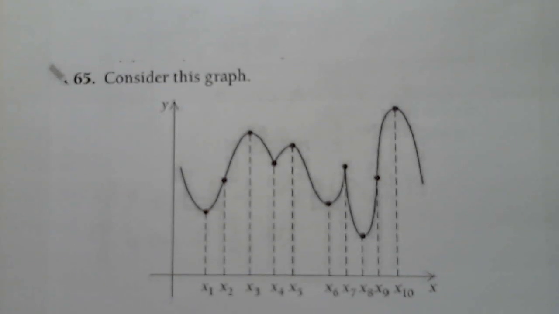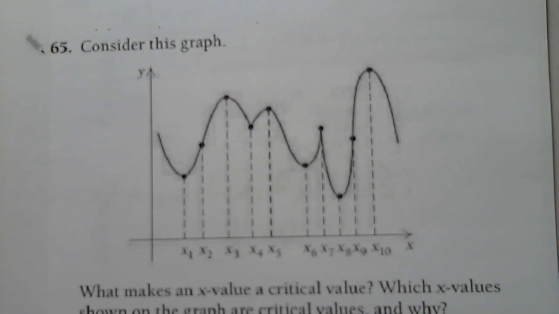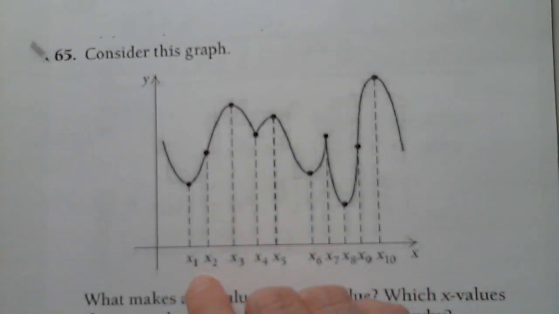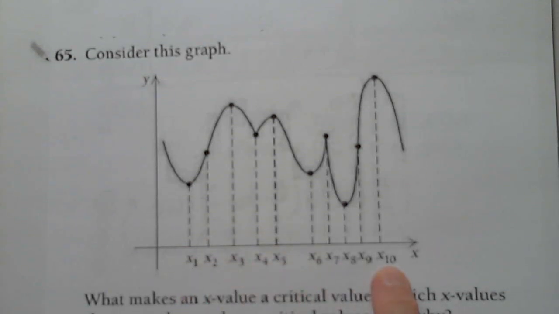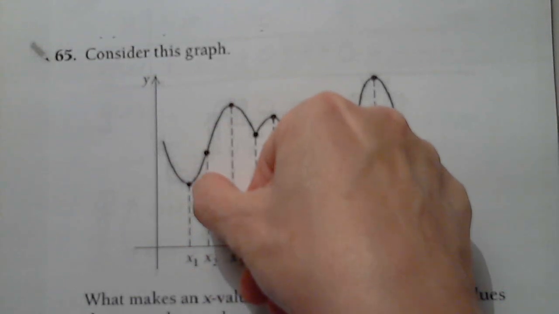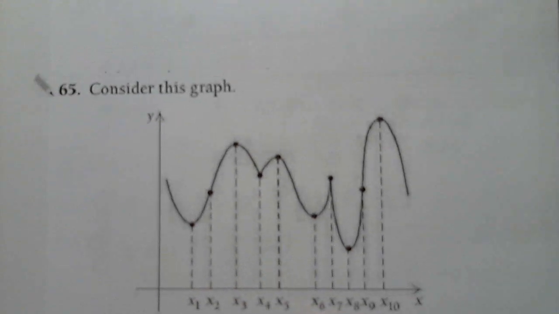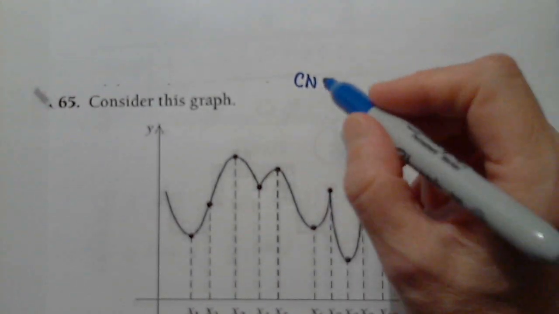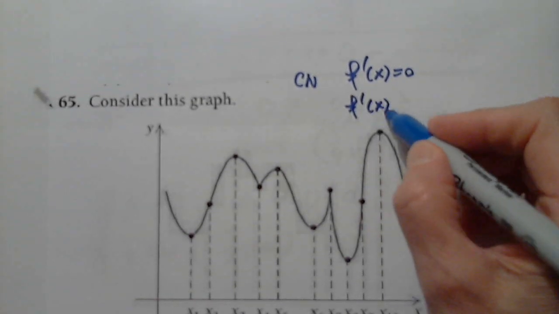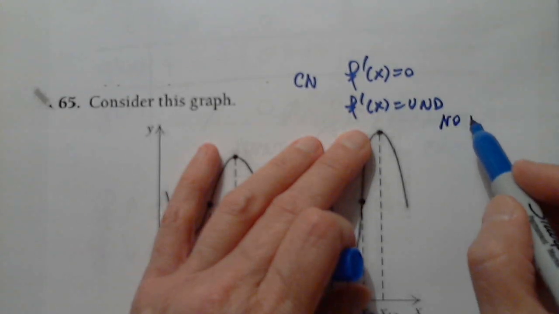Okay, so I printed out that graph as wide as possible, as I zoomed in as much as I could. So now let's analyze these points from x sub 1 to x sub 10. So x sub 1, is x sub 1 a critical number? Remember critical numbers, one more time, I'm going to write them here. Critical numbers come from f prime of x being 0 or f prime of x being undefined, meaning no derivative.